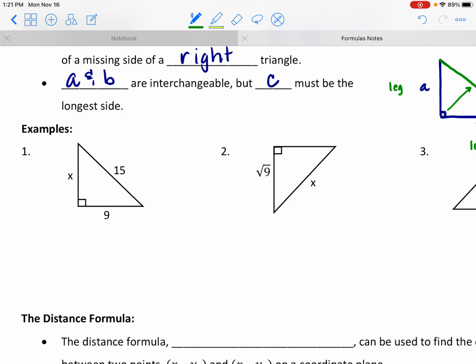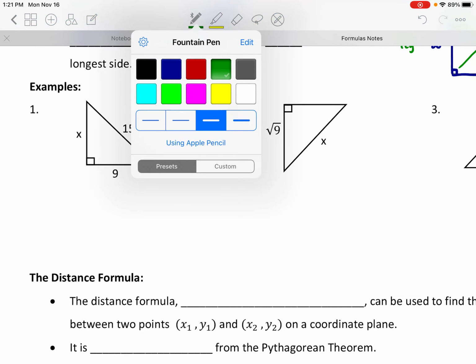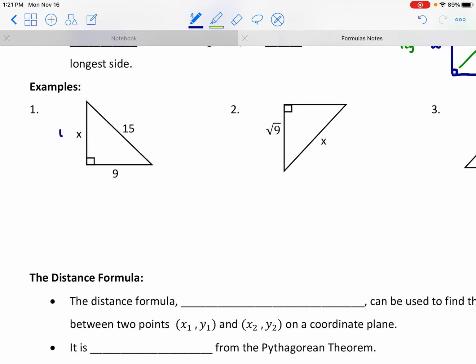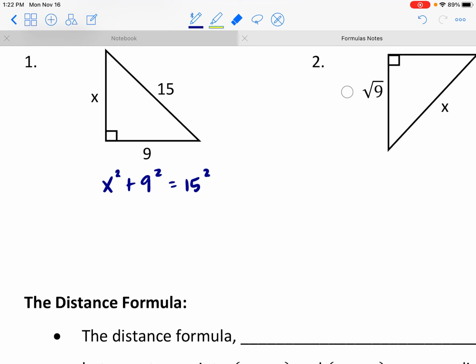So how do we use that formula? What we want to do is identify what we're given in a triangle. In number 1, for example, we have a leg here, we have a leg here, we have the hypotenuse here. So a squared plus b squared equals c squared in this case is going to be x squared plus 9 squared equals 15 squared. So in place of a, b, and c, we've got x, 9, and 15. Okay, so now we can solve for x. Let's figure out these squares first. Let's leave x squared alone, but 9 squared we know is 81, and then 15 squared is 225.